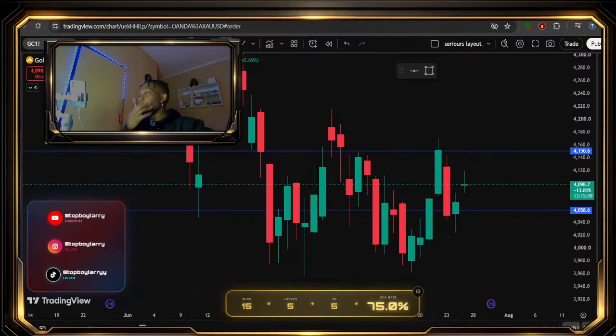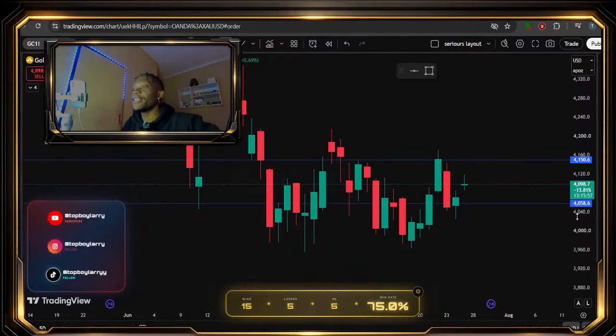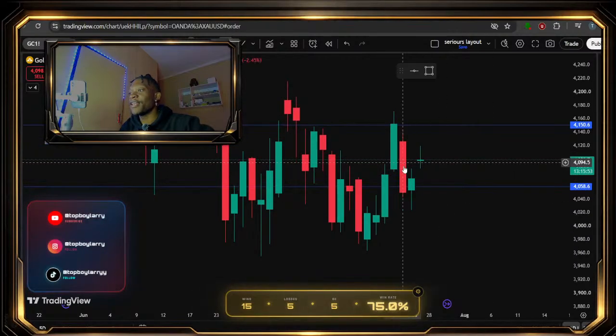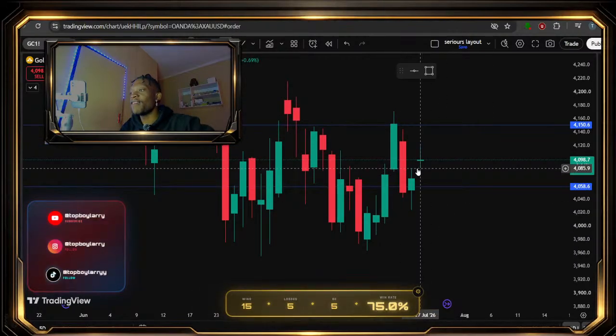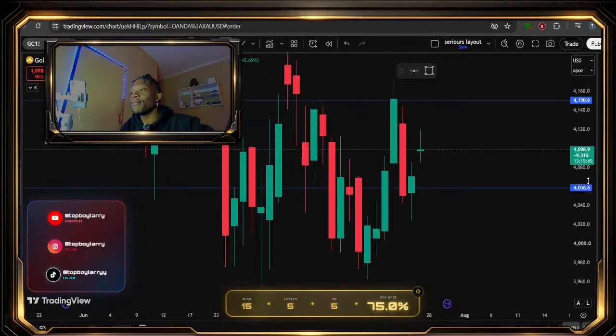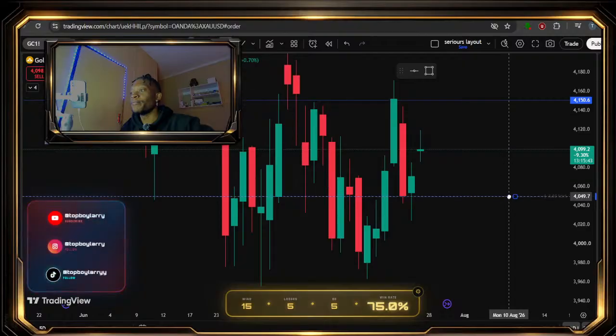Okay, let's start off with the daily time frame here, guys. The daily time frame is looking like price has given us a gap here, right? So we do have a gap in price here. Price basically gapped up here. So let's see what the market has in store for us here.